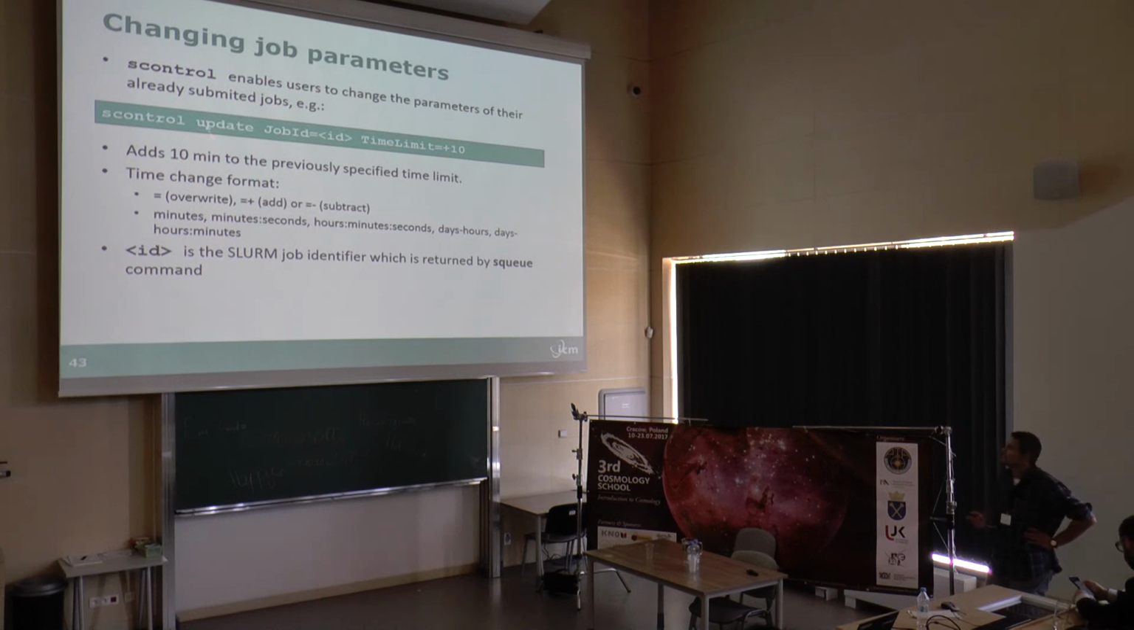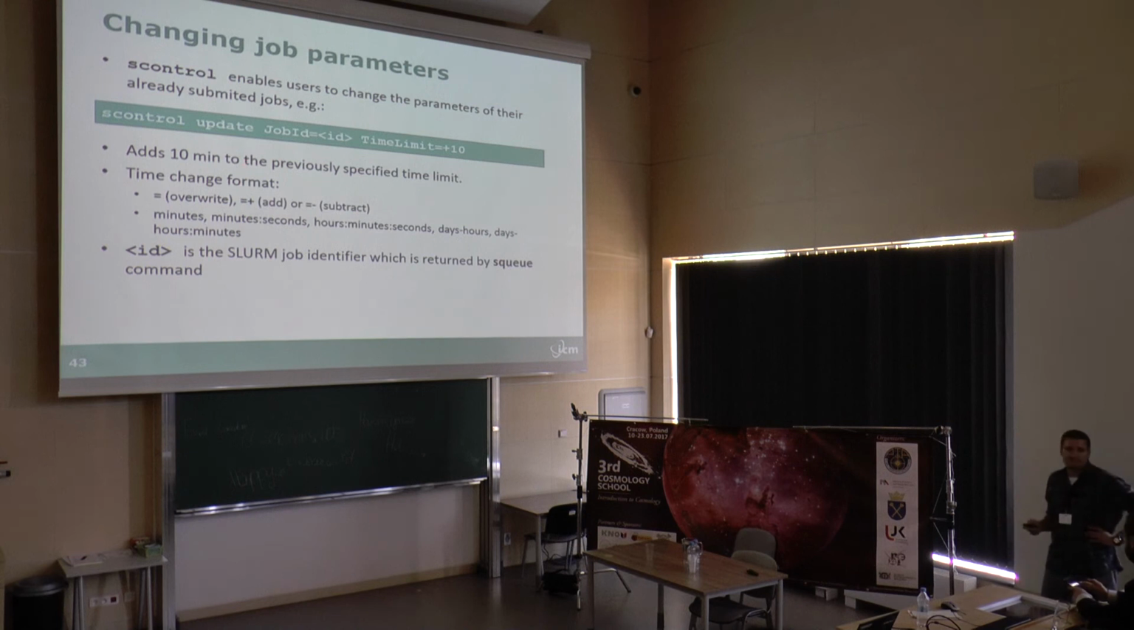A quite nice feature about SLURM is that when you made a mistake in your job and you want to correct it, you don't have to cancel the job, but you can also use the scontrol tool to update some of the parameters of your job. So here, for example, you have a command which updates the time limit for a specific job ID. So you can say that this specific job will be 10 minutes longer.